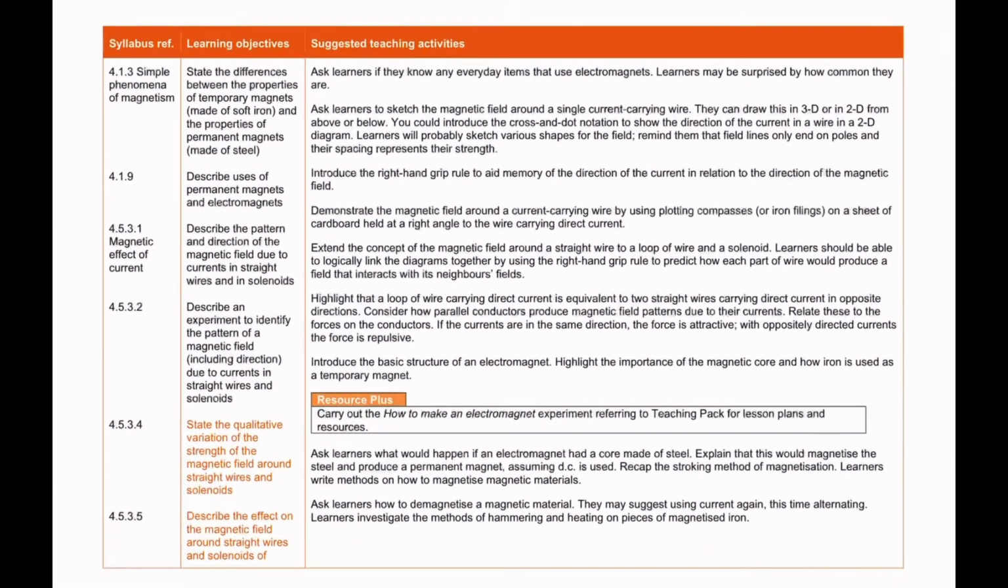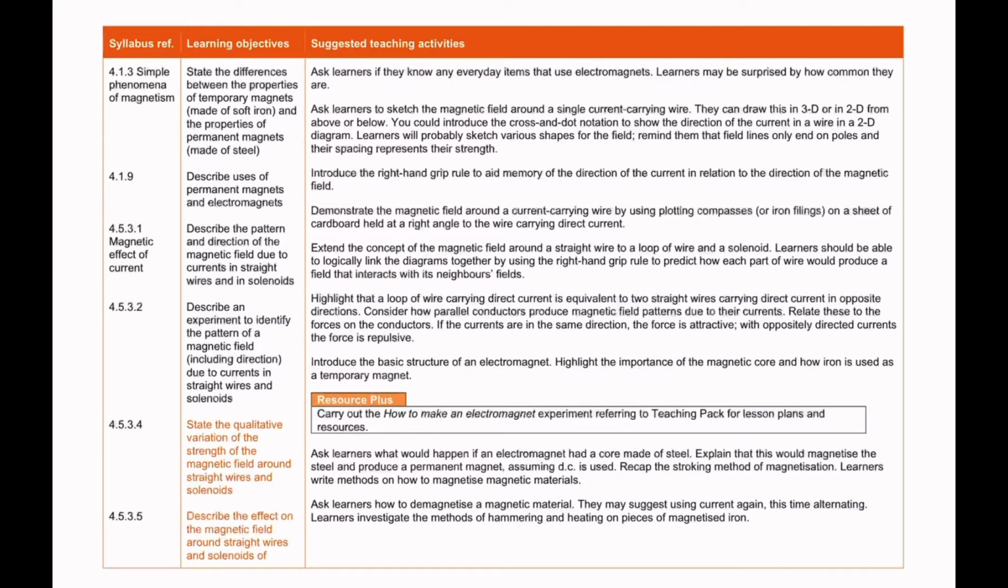Key concept 4.1.3 Simple phenomena of magnetism. Learning objectives. State the differences between the properties of temporary magnets, which are made of soft iron, and the properties of permanent magnets, which are made of steel. Describe uses of permanent magnets and strong electromagnets.